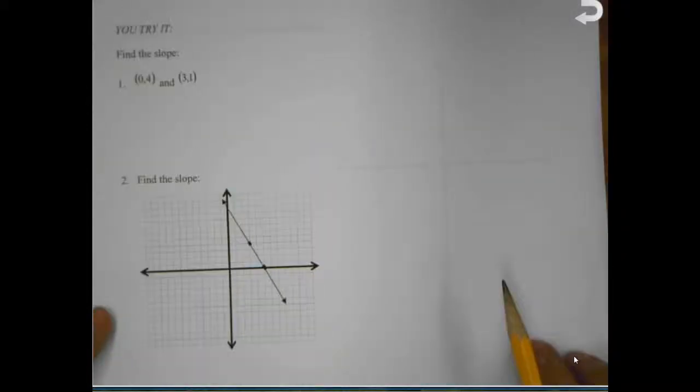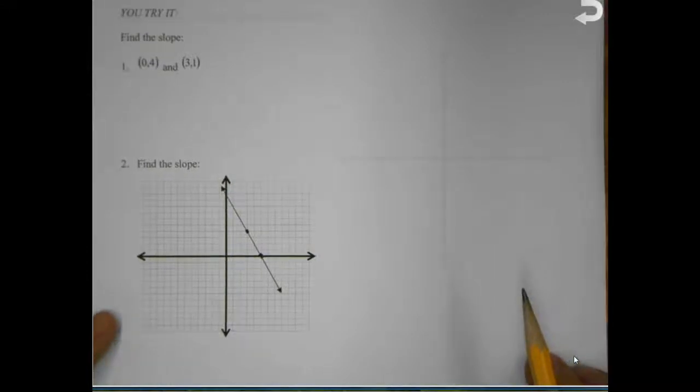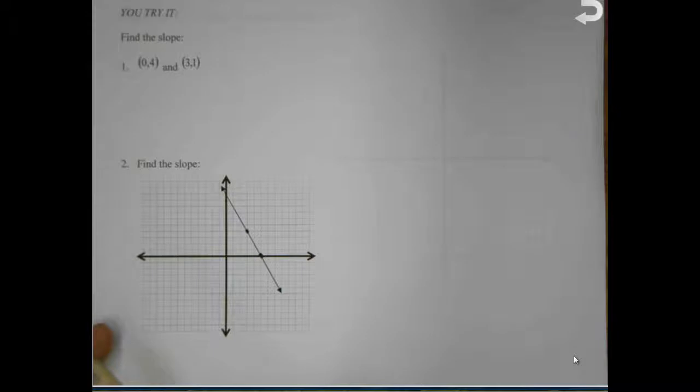Okay, here's some for you to try. Number 1 and number 2. For number 1, you have 2 coordinates, find the slope, and for number 2, you have a different line and use the points on the line to help you find the slope.